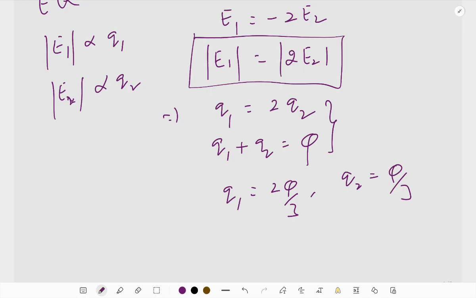And this is okay now. This problem has been solved. So I used the ideas of electric field lines here. The main idea is this.